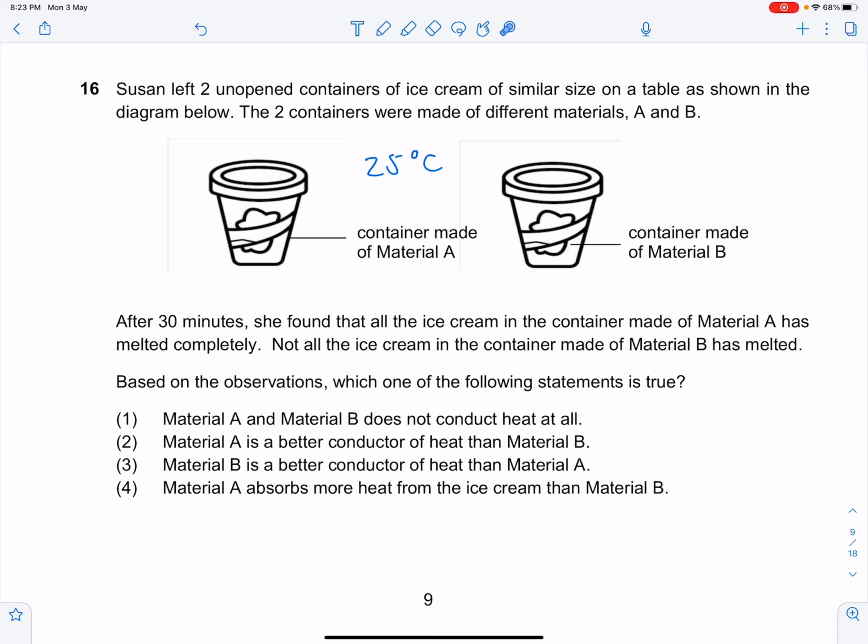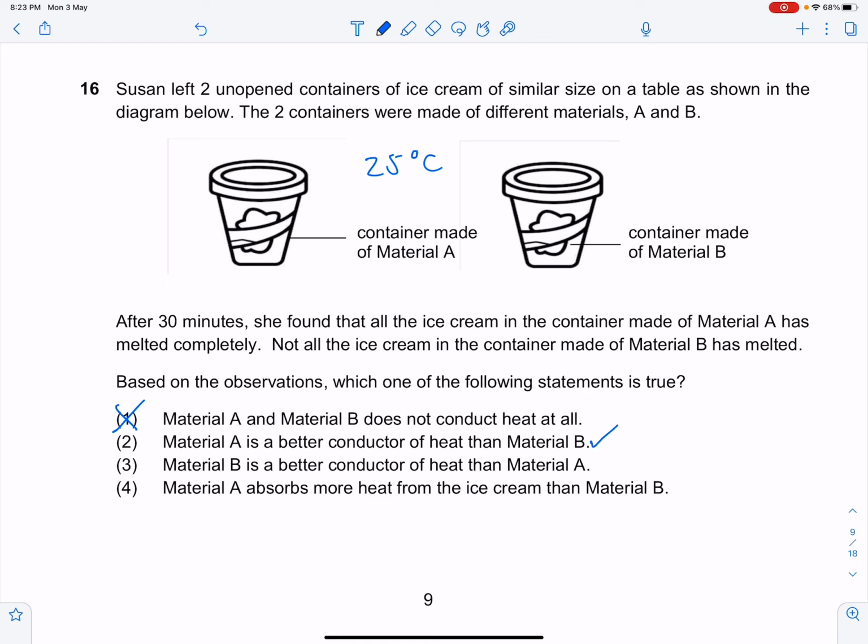Now, which of the following statements is true? Let's go down one by one and eliminate them, because that's the best way to do it. Material A and B do not conduct heat at all. That is wrong. If that's the case, then there should be no melting of ice cream at all. Material A is a better conductor of heat than B. Yes, this is what I say, so I'm going to put a tick by the side.